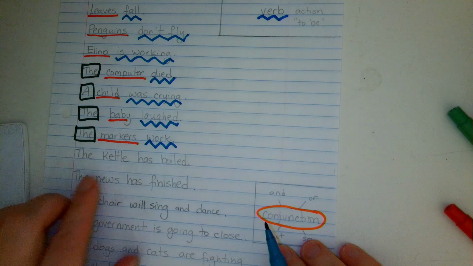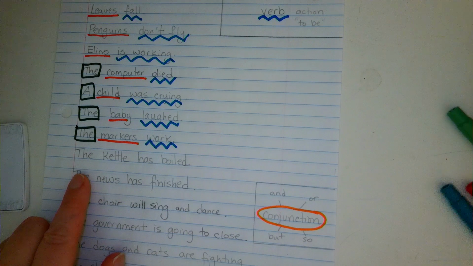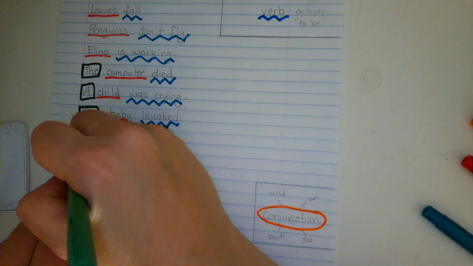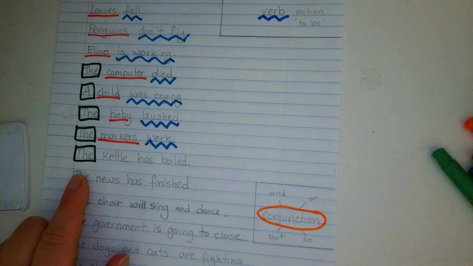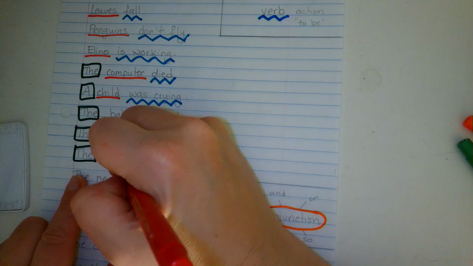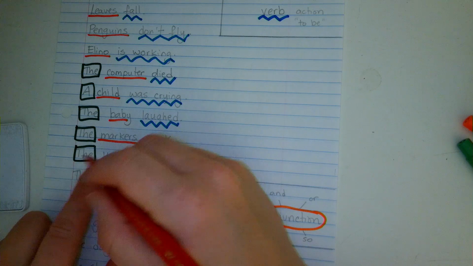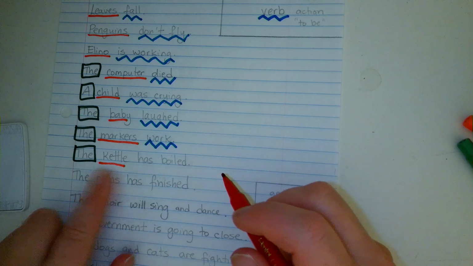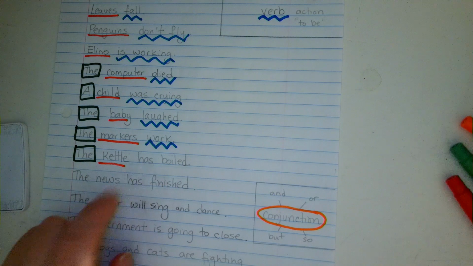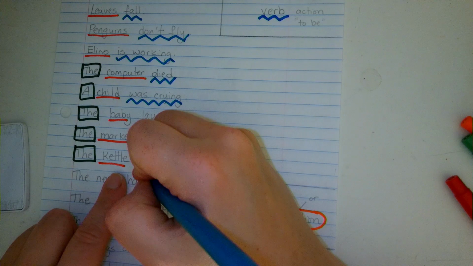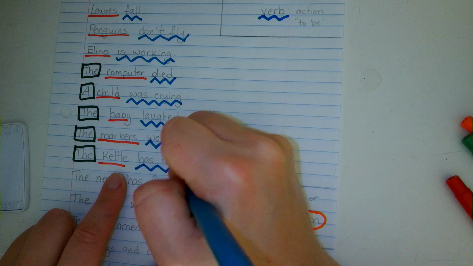All right, the kettle has boiled. Do I have an article here? Yes, here's my article. What's my noun? The kettle, it's a thing. So the kettle together makes up my subject. And what's the verb? What does the kettle do? The kettle has boiled. Yes.